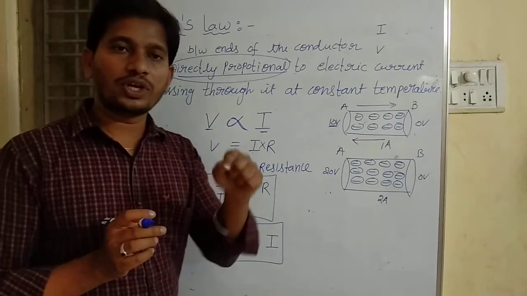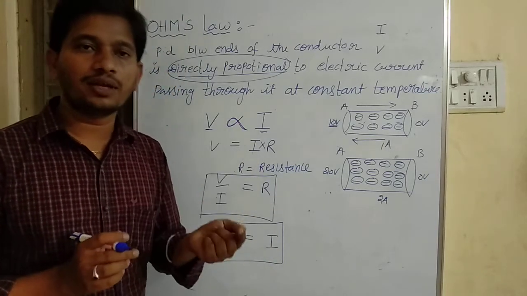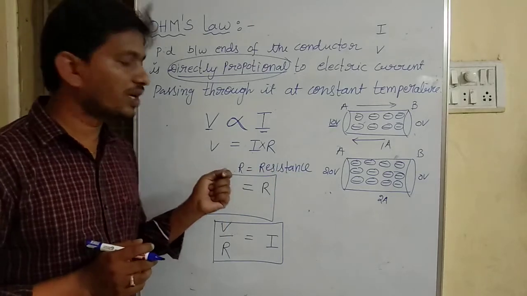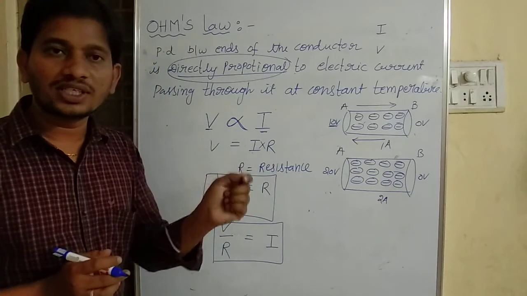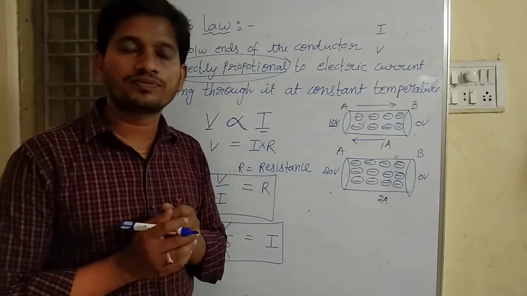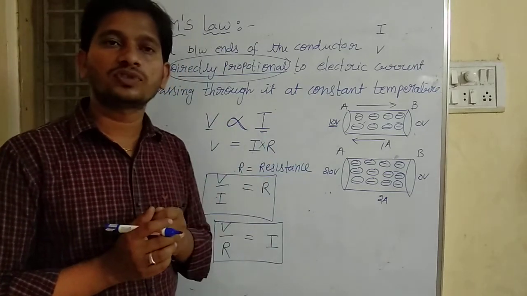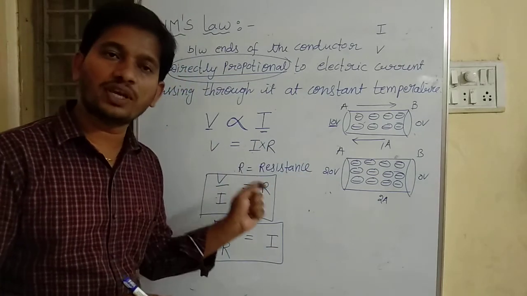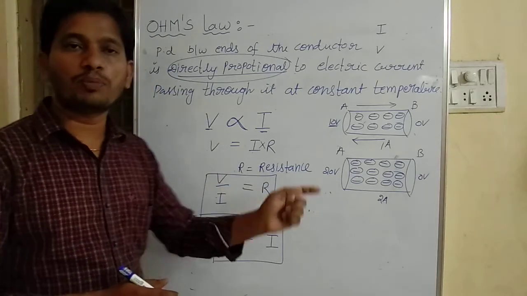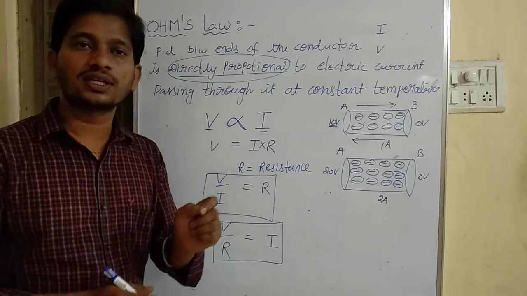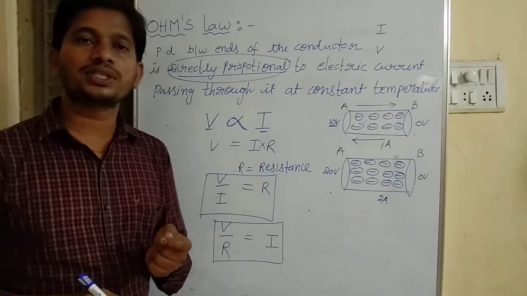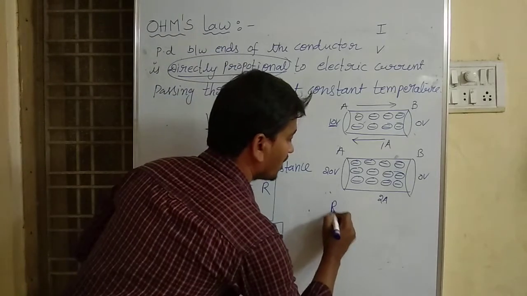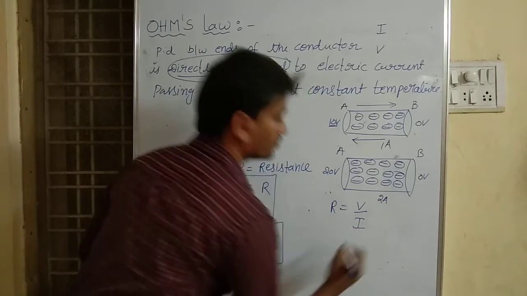Without replacing a cell or battery, we can control the current by keeping a variable resistance, which is very important for any electrical component. R is nothing but resistance, the obstruction for the flow of current. So R equal to what? R is nothing but V by I.